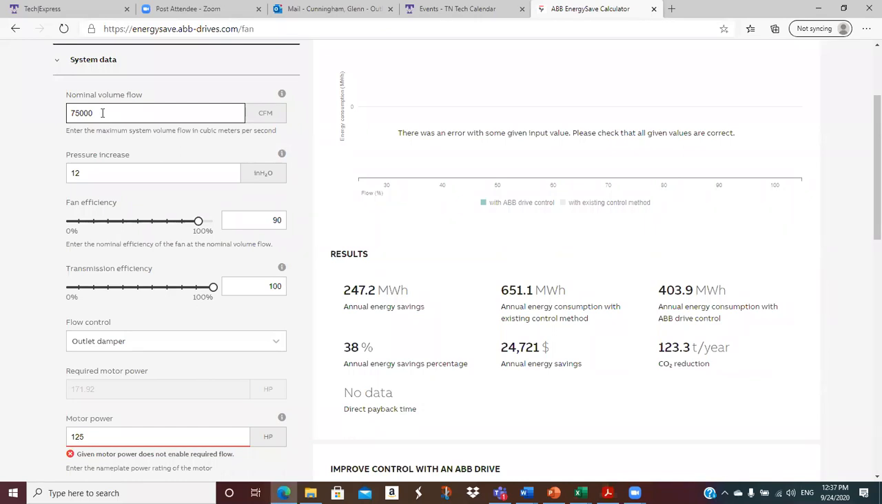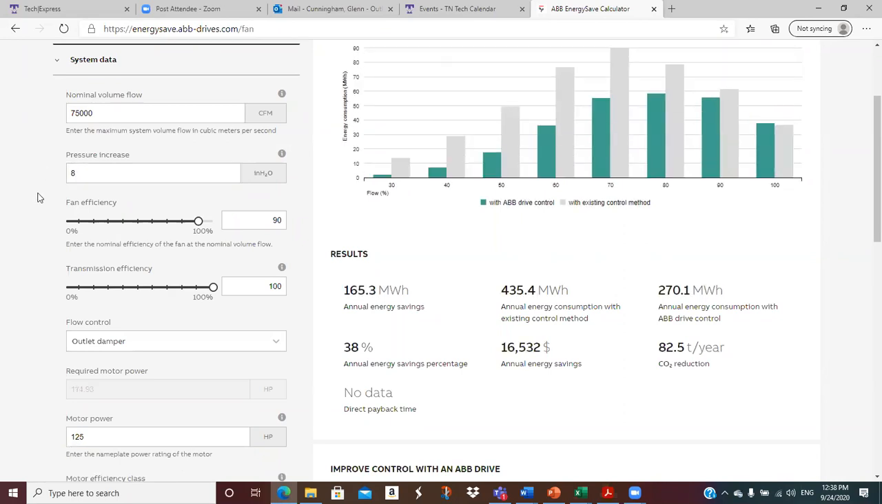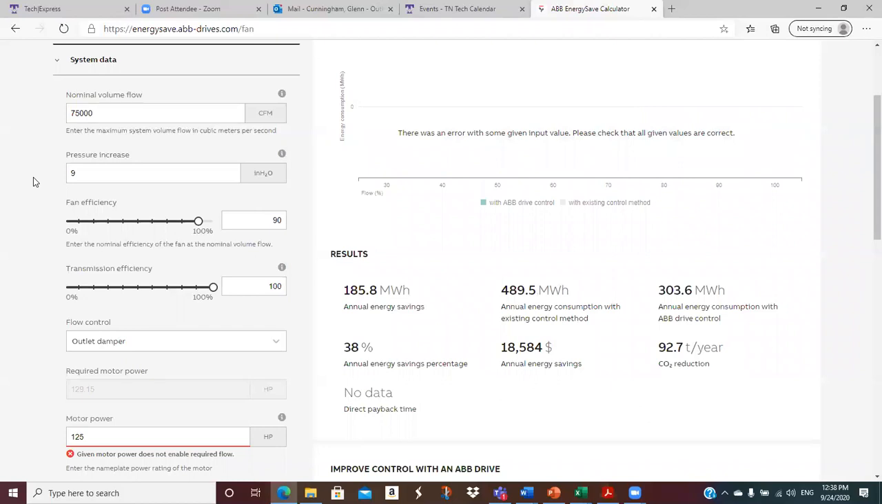So I need to reduce this pressure until I get this required motor power to be, because this is a full load number, about 120, 125, something like that. Okay. Well, so let's try 8. 114, that's not bad. What if I do 9? 9's a little much.